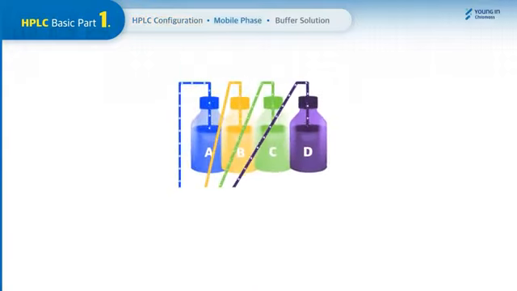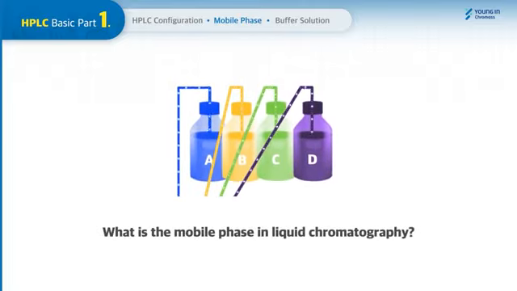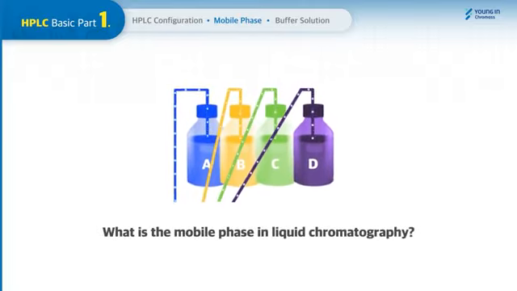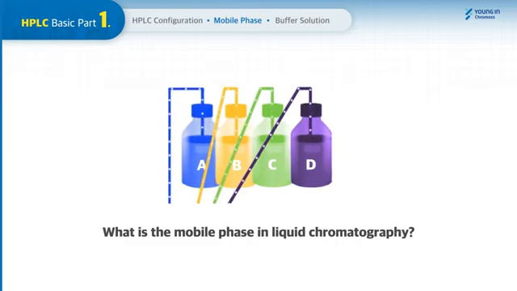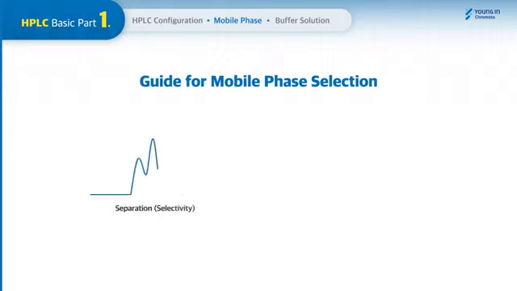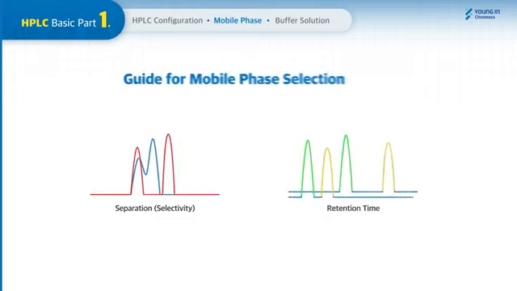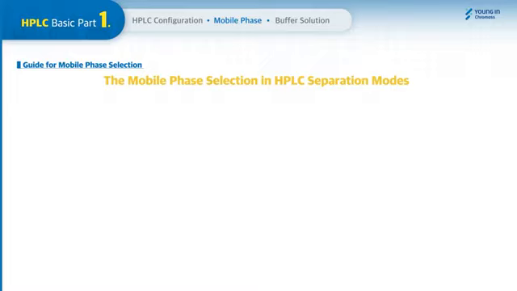Let's look into the mobile phase in detail. What is the mobile phase in chromatography? The mobile phases are used to move the analytes to the column. And it's a key step to select the appropriate mobile phase in chromatography because it can impact separation as well as the retention time. The mobile phase selection differs by HPLC separation modes.